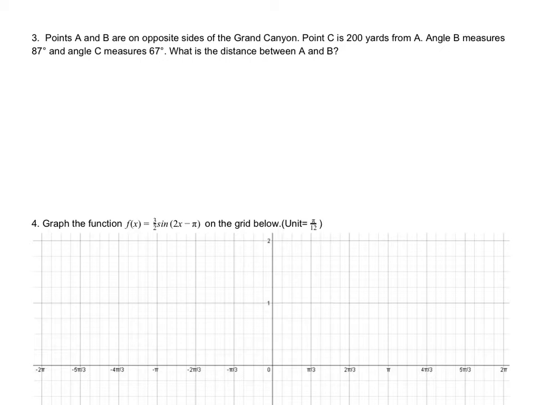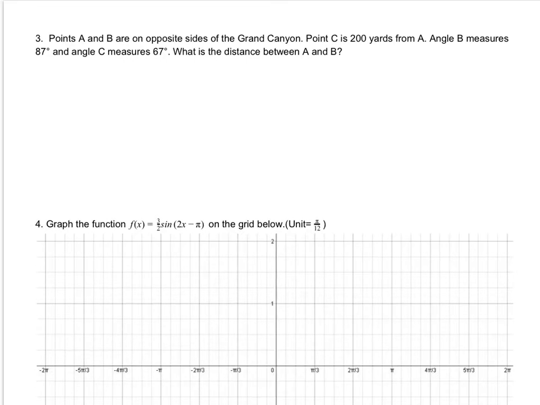Okay, let's look at a word problem so you can kind of see how that would work. So this says points A and B are on opposite sides of the Grand Canyon. Point C is 200 yards from angle A. Angle B measures 87 degrees and angle C measures 67. What's the distance between A and B? So if I have these points on opposite sides of a Grand Canyon, so this is A and this is B, and we have point C somewhere else, we'll put it up here, which is 200 yards. That'll be important.